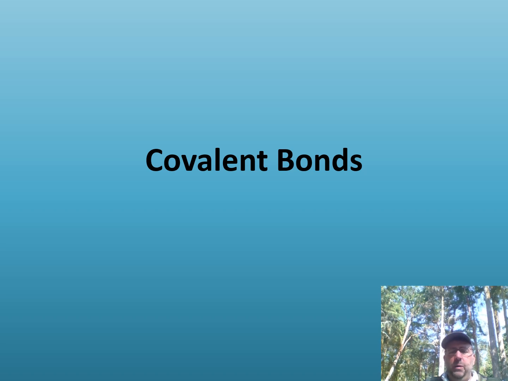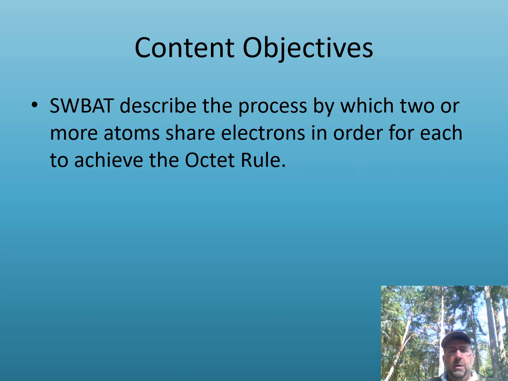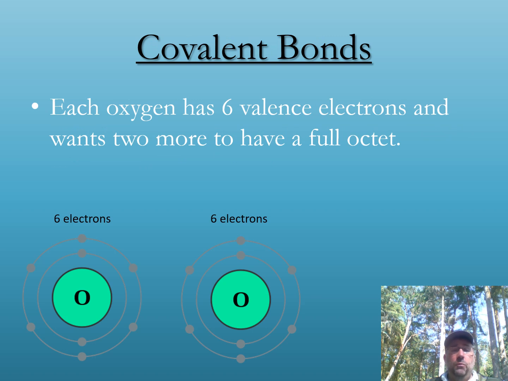All right, so let's look a little bit more at covalent bonding, and we're going to be looking at what happens when more than one electron is being shared. So let's take a look at two oxygen atoms. Each oxygen has 6 valence electrons, so each oxygen wants 2 more to form a full octet.